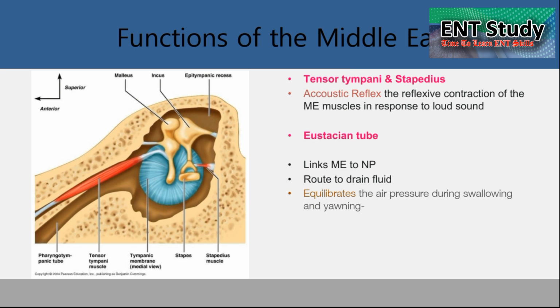The eustachian tube is another structure of the middle ear. It connects the middle ear to the nasopharynx. It provides a route for the drainage of fluid and also equilibrates the ear pressure during swallowing and yawning.